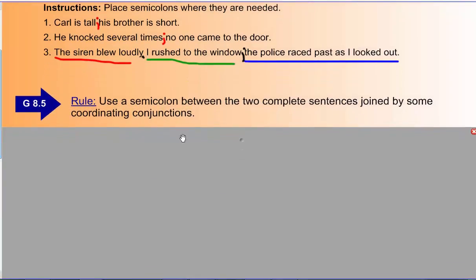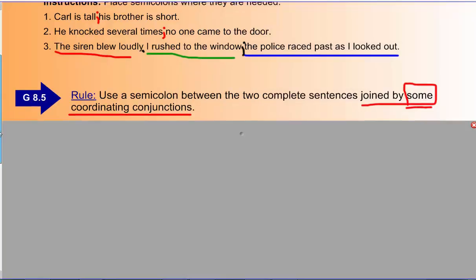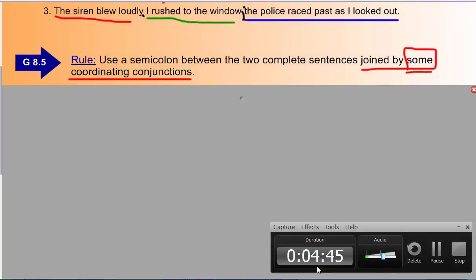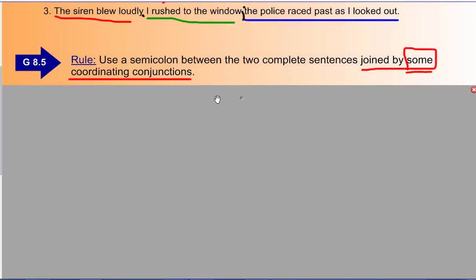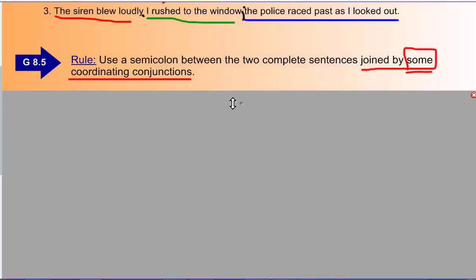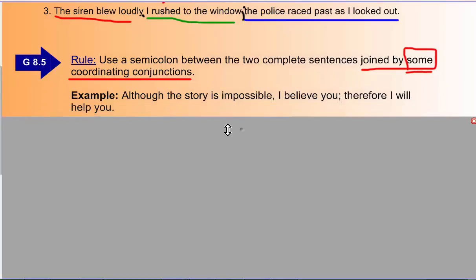Rule 8.5. Use a semicolon between the 2 complete sentences joined by some, I'm going to box in that word, coordinating conjunctions. Only by some of those. It's not all coordinating conjunctions, only some of them. So I know your next question is going to be, well, which ones? All right, so we'll get there in a second.